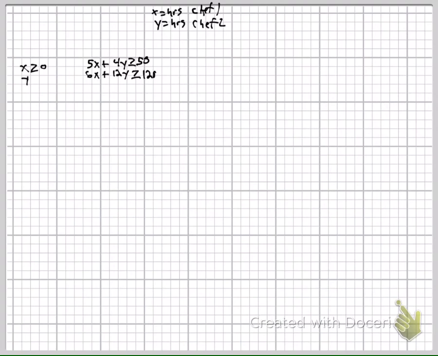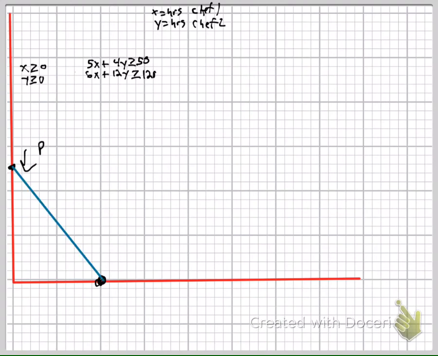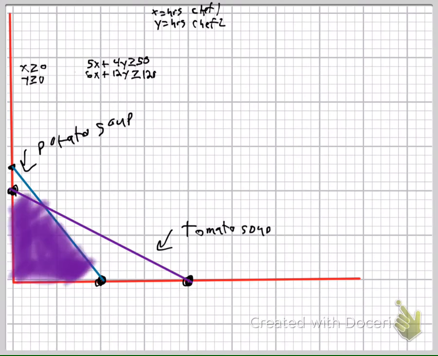We know that their hours have to be greater than or equal to 0. So that's our potato soup line. We graph that using the intercepts because it's in standard form. That's our tomato soup line. And then the red lines are our x is greater than 0, y is greater than 0. So what I do now is we color in those portions which make everything true. That's our feasible region. That means that the answer to this question has to be in that area.